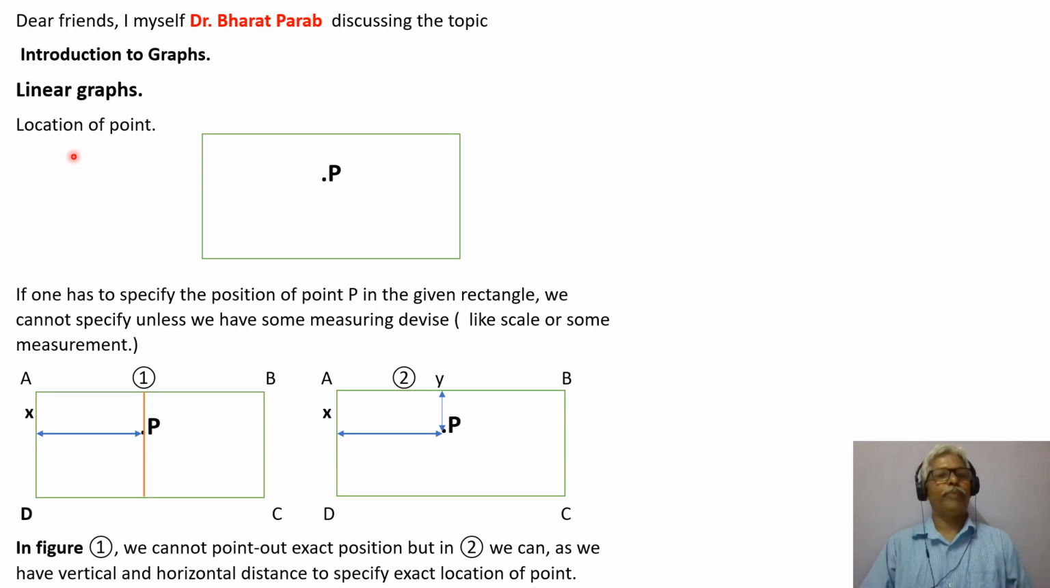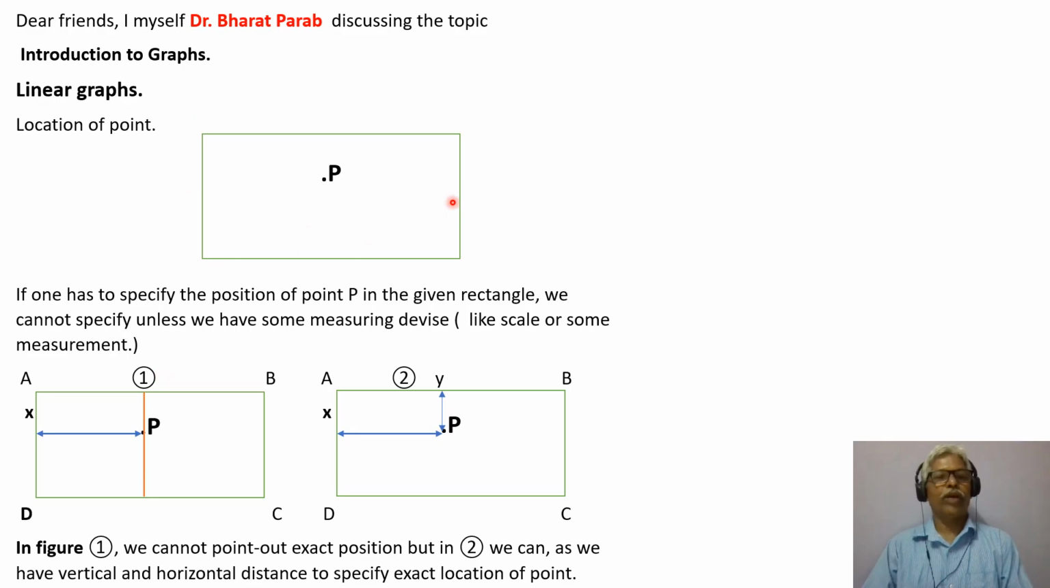So, location of point P. Look at this. There is a rectangular paper sheet or some rectangle, and there is a point P on this. Now go through this comment. If one has to specify the position of point P in the given rectangle, we cannot specify it unless we have some measuring device, because we don't know its distance from anywhere. We need some device like a scale or some measurement.